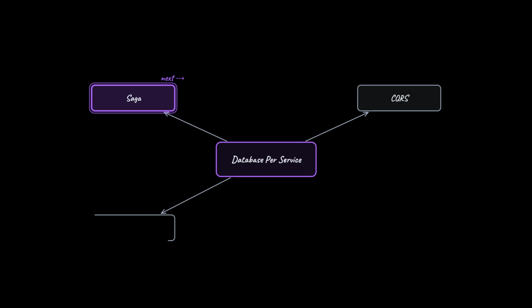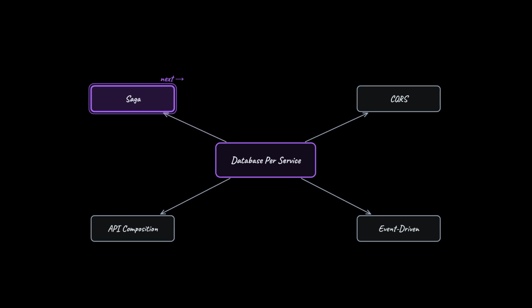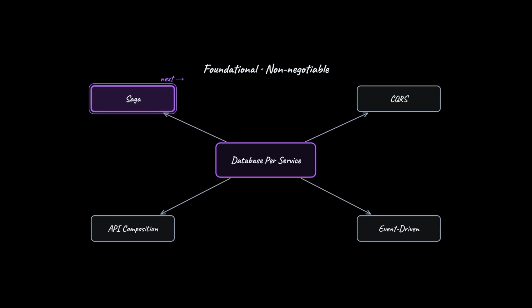And here is the most important part. Database per service is the foundation, and it is almost always used along with some other patterns. The Saga pattern for transactions, CQRS and API composition for queries, and event-driven architecture to connect everything together. This is the reason why database per service is one of the most foundational patterns of modern microservices. If you get this one wrong, then nothing else will work properly. And if you're preparing for a system design interview, then you must definitely understand this one.